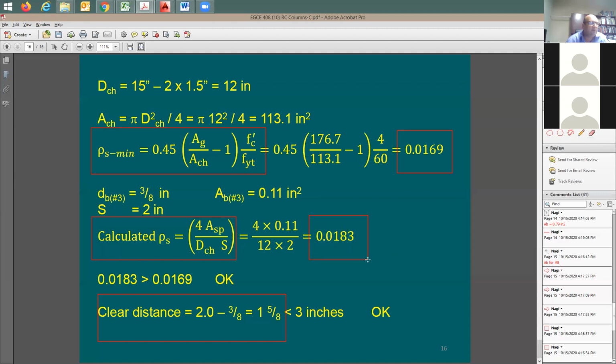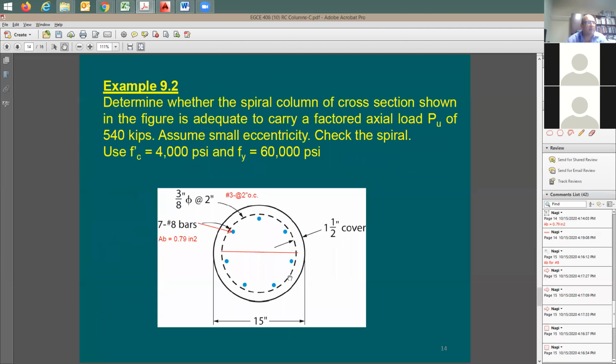Now, which one's larger? Okay, this is good. Provided is more than required, so this is okay. So my column is good. I'm going to go back here. This column is good to support 540 kips, and the spiral reinforcement is good for this design. Any questions?